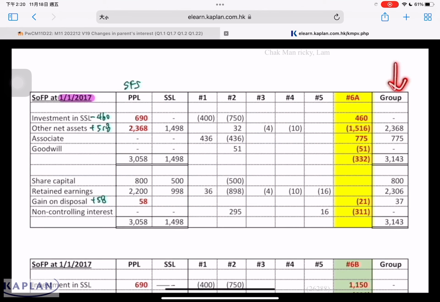Now we look at the group level. At the group level, there's a loss of control. Before we account for loss of control, we must account for consolidation first. This is the entry that we passed earlier on. Entry 1 is to account for associate. Entry number 2 is to calculate the goodwill after remeasurement gain. Number 3 is to account for additional depreciation.